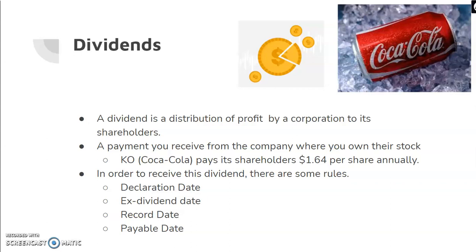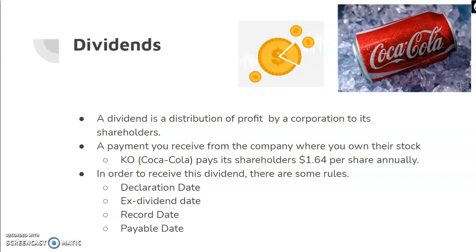By definition, a dividend is a distribution of profit by a corporation to its shareholders. To put that in simpler terms, it's basically a payment you get for simply owning a company's stock. For example, let's say you own one share of Coca-Cola stock, which you can get for $50 right now. Every year you hold the stock, Coca-Cola will automatically pay you $1.64.